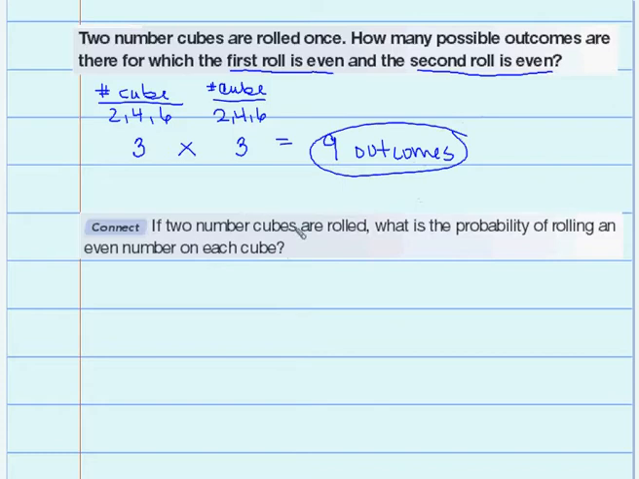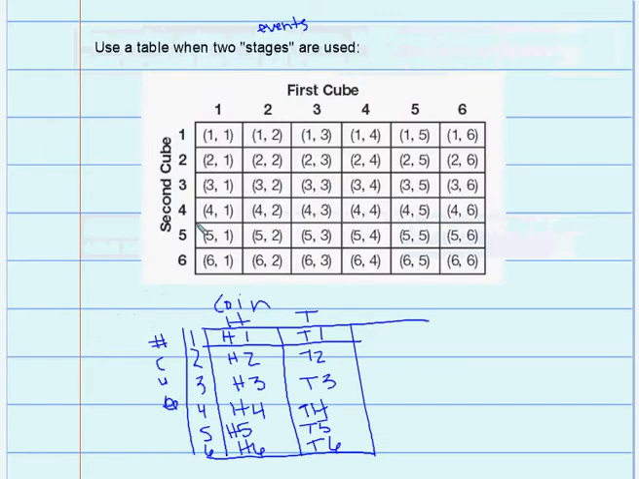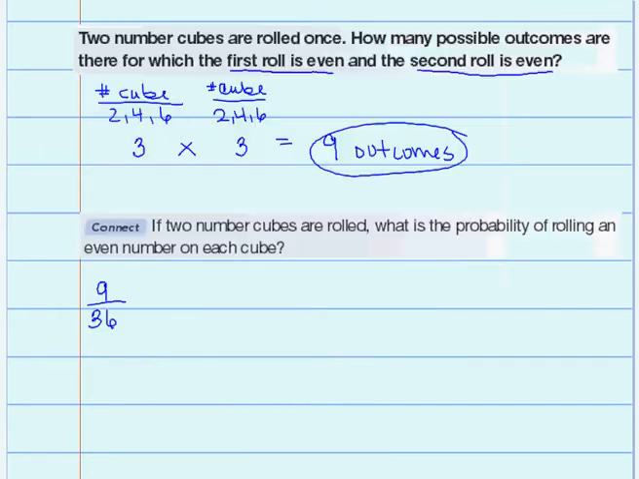So now here's the question for you. If two number cubes are rolled, what is the probability of rolling an even number on each cube? Okay, so now we're asking the probability of doing this. Using the old way, we would do 9 outcomes out of 36 total outcomes, which we get from rolling two number cubes, and we would reduce and we would get 1/4.